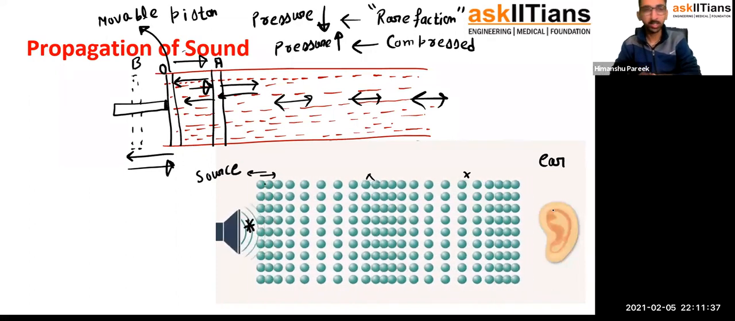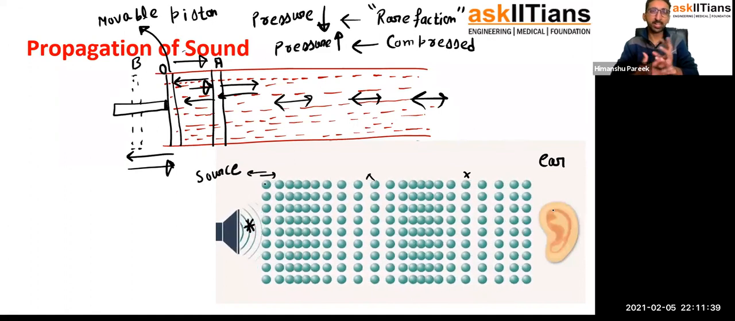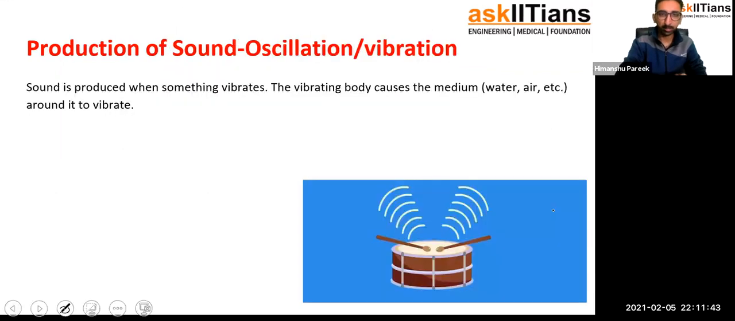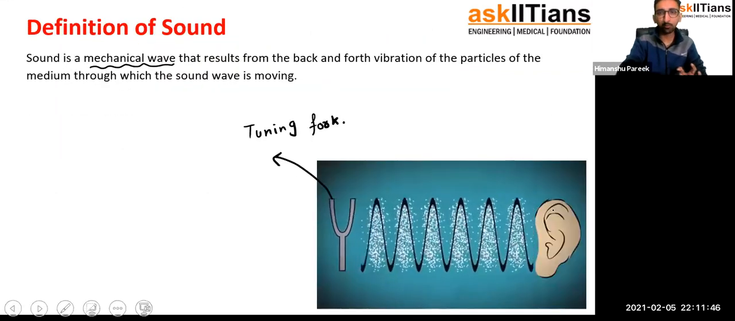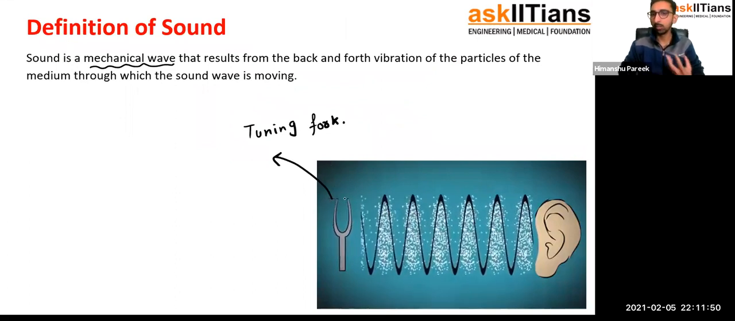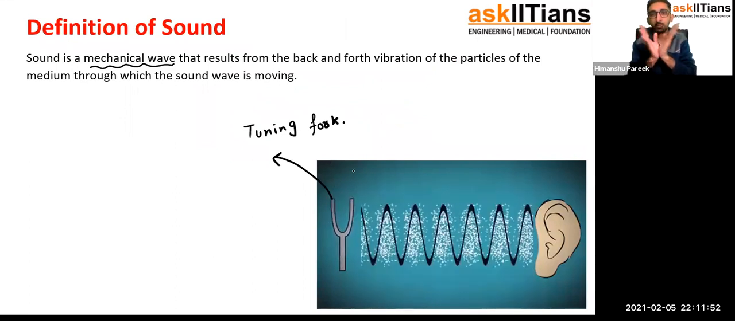Yeah, you got my point. So that is what we call the propagation of sound. Perfect. Okay. Now coming back. So from where did we start? Here, what was vibrating? The tuning fork was vibrating. It was producing a sound.